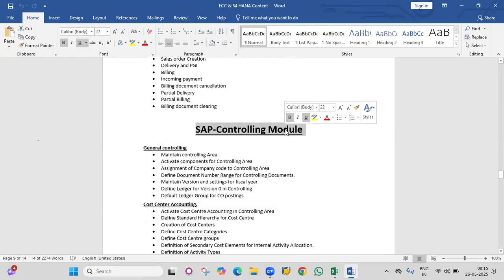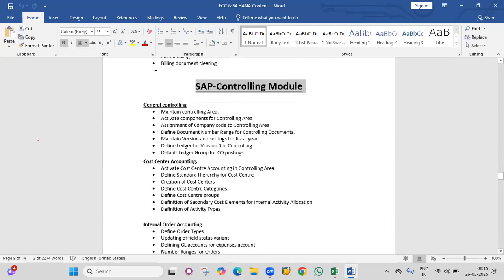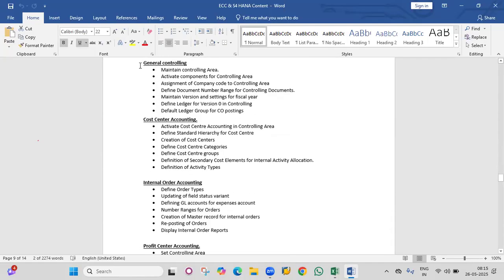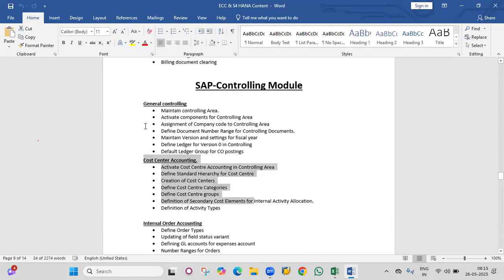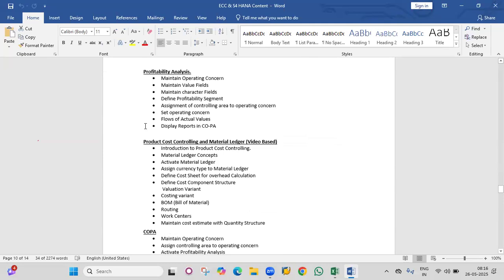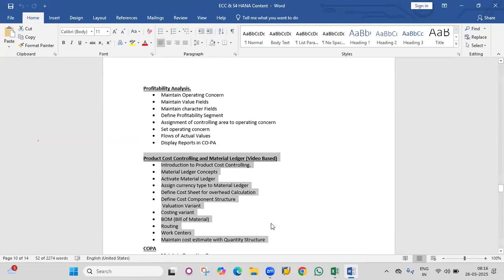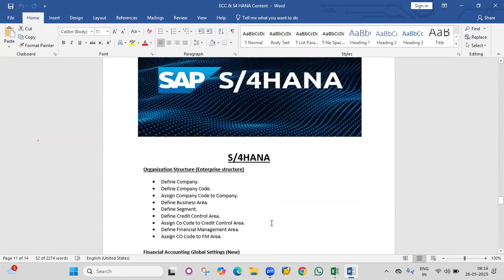Next, going to the controlling module, we are including controlling in finance itself, but still we are going to focus on it once again. These are the topics we are going to learn: cost center accounting, internal orders, cost element accounting. Next, profit center accounting, profitability analysis, and product costing. Product costing, I'll be giving you as recorded sessions. It's not mandatory for FICO. You can keep it aside and whenever you are comfortable with all the previous topics, you can start working on product costing. This is what we are going to discuss during our training.